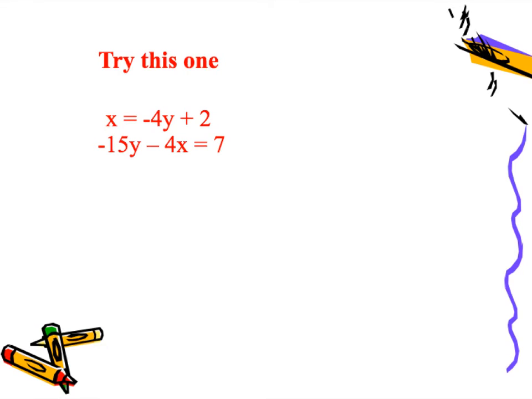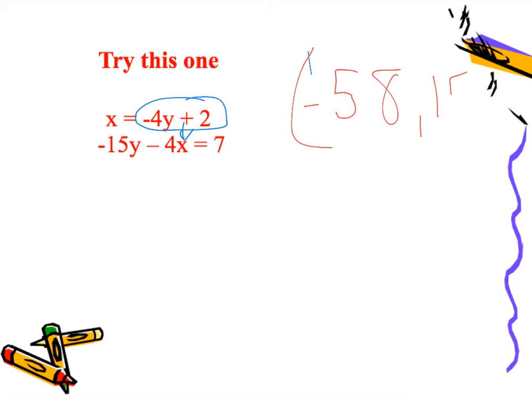Okay, I want you to try this one on your own. As you can see, the first equation is solved for x, so you'll need to plug that in for the x in the second equation. So pause the video and good luck. So hopefully you got the ordered pair (negative 58, 15). If you didn't get (negative 58, 15), go back and check your work. Hopefully you can find your mistake. If not, you can ask me about it tomorrow.